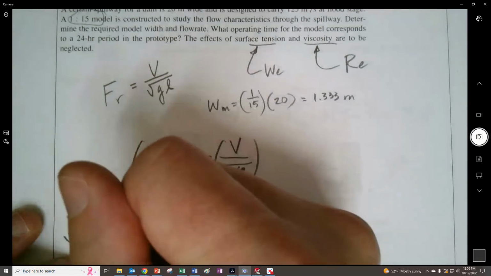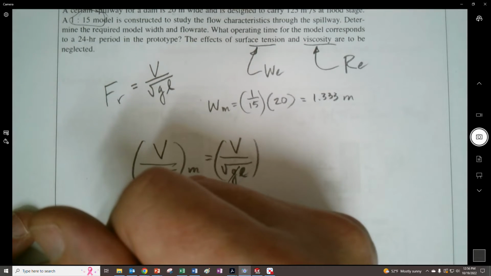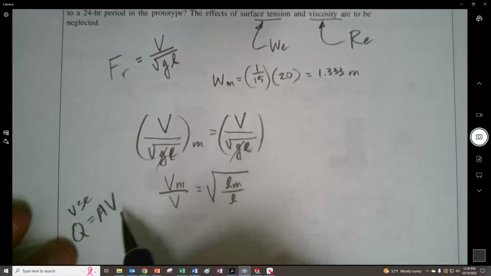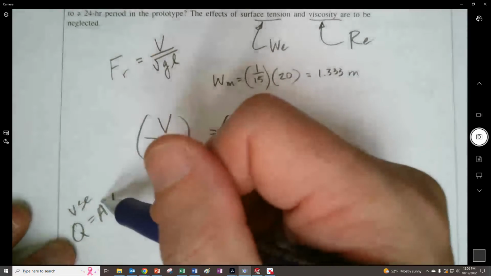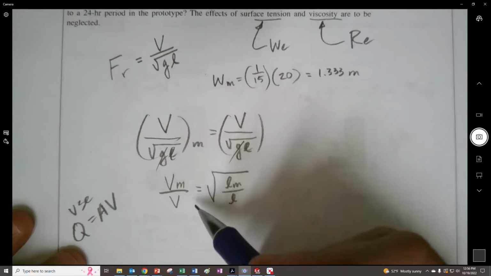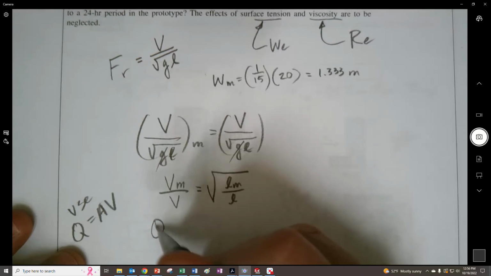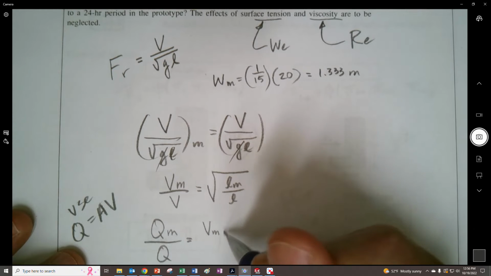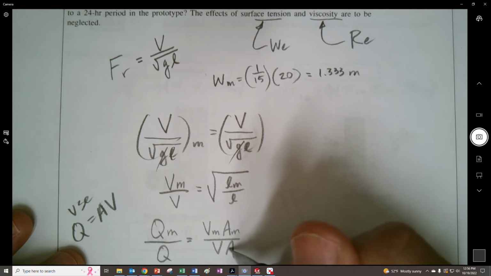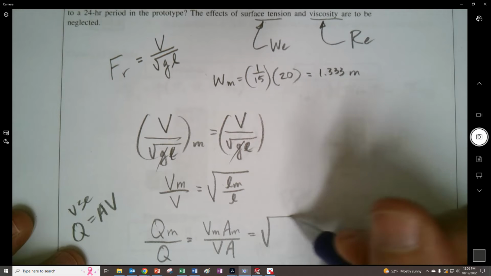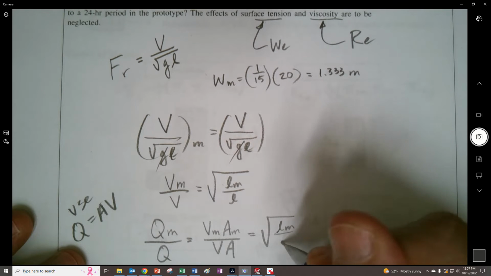Now, we could also use that Q is equal to the area times the velocity. And we don't quite know what area to use, but we do know that area is a length squared type of thing. So in terms of the proportions, the Q of the model over the Q of the real thing could be equal to the velocity of the model times the area of the model, divided by the velocity of the real thing times the area of the real thing. So we just established that the velocity ratio was going to be the square root of LM over L.